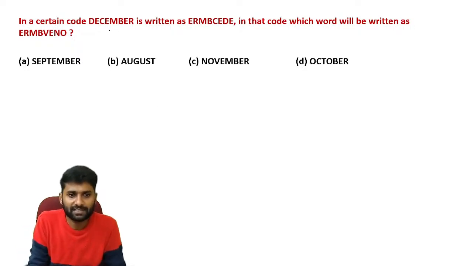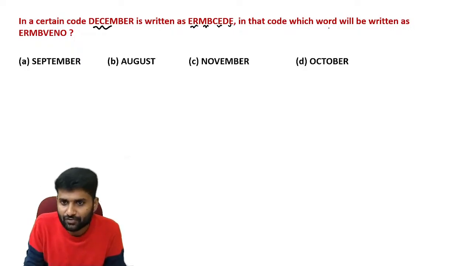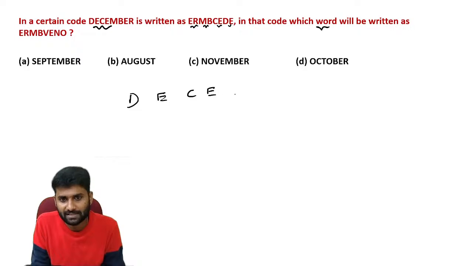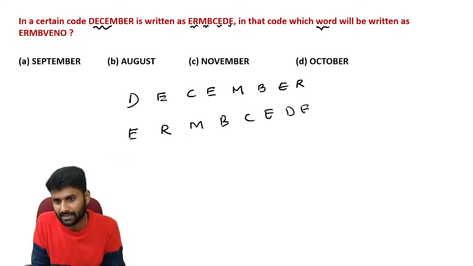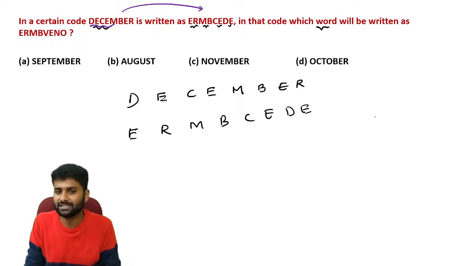Now see, in a certain code, December is written as ERMB. In the same code language, which word is coded as ERMBBEN? You must identify the logic. Observe one logic. If you see the same letters in the code, it follows a jumbled order. If you can't see the same letters, definitely it follows the series order.